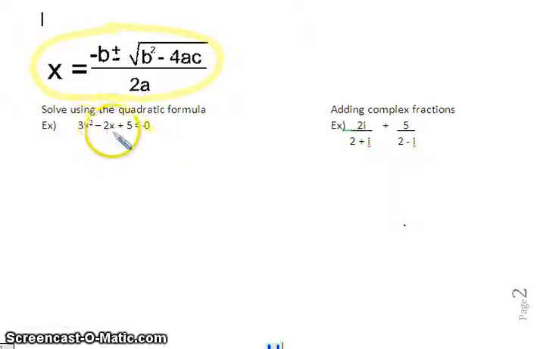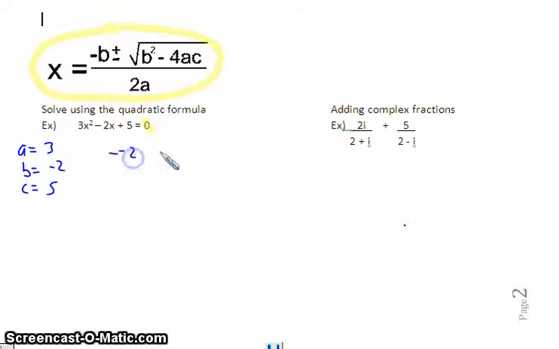And like I was saying, more than likely our answer is going to be an answer that gets a negative number underneath the square root sign. In other words, it's going to be a complex number. So let's start to solve this by identifying what A, B, and C are. A would be 3, B would be negative 2, and C would be 5. Let's plug it into our formula.